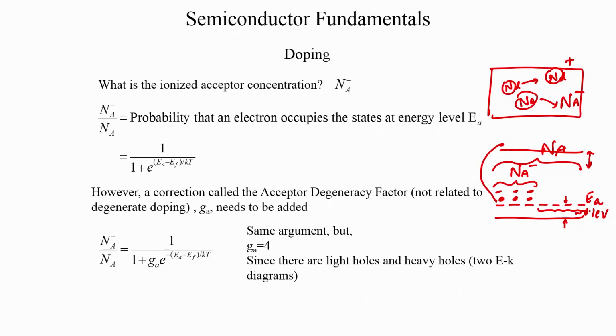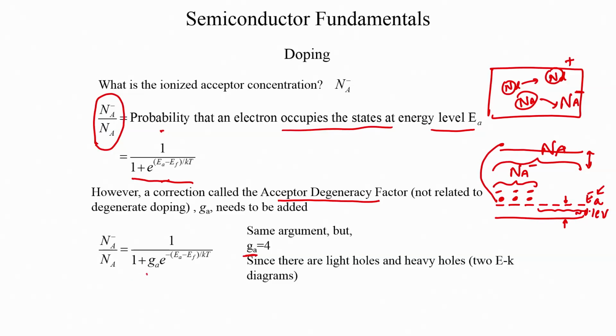So, we now ask the question, what is this ratio Na minus by Na? Going by the same argument, Na minus by Na is the probability that an electron occupies the states at energy level Ea, where Ea is the acceptor energy level, and that is given by your Fermi function, 1 by 1 plus e to the power Ea minus Ef by kT. But just like in the case of donors, we have a correction factor called the acceptor degeneracy factor, okay, and that is given by the symbol Ga.